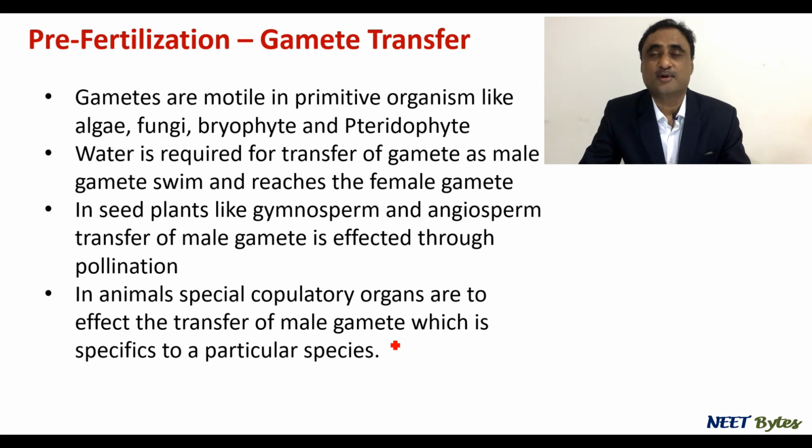Let's talk about gamete transfer, how the gamete is going to be transferred. In the case of primitive species, say fungi, algae, bryophytes, pteridophytes, the gametes are transmitted with the help of water. The gametes are motile, so they need moisture. In that moisture, the gamete swims and reaches the female reproductive organ, right? But in the case of seed plants, for instance gymnosperms and angiosperms, transfer of the male gamete is effected through pollination. And in animals, there are different types of copulatory organs which vary from species to species, and they eventually effect the transfer of the male gamete to the female gamete.